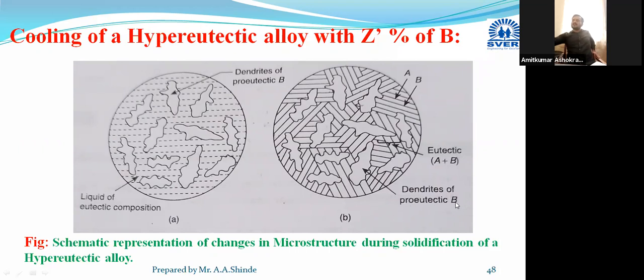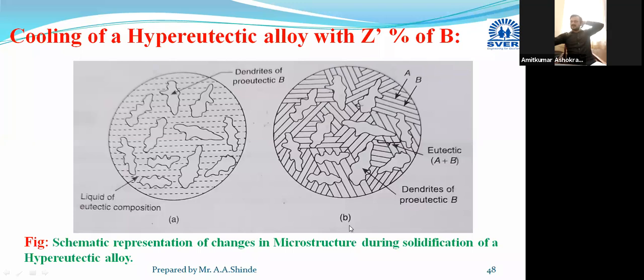dendrites of proeutectic B. Okay, in 1 to 2 only liquid will be there. In the 2 to 3 region, proeutectic B will be separated in the form of dendrites, and the remaining amount of liquid will be there. And this is the microstructure in region 2 to 3. Then at point 3, whatever amount of liquid is there undergoes eutectic transformation. It gives the eutectic mixture of element A and B. Then in region 3 to 4, this microstructure will be observed.